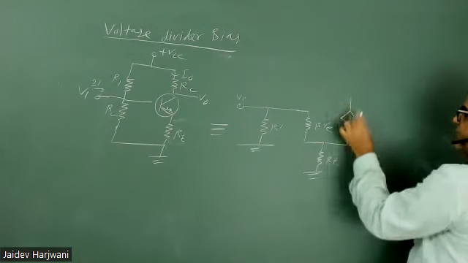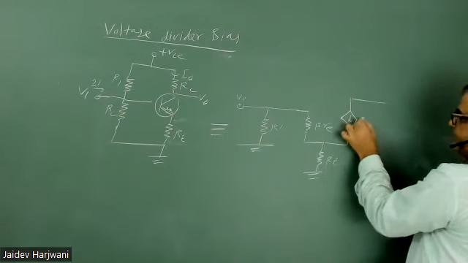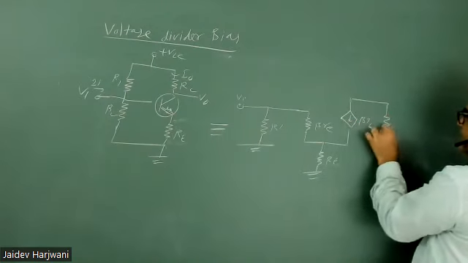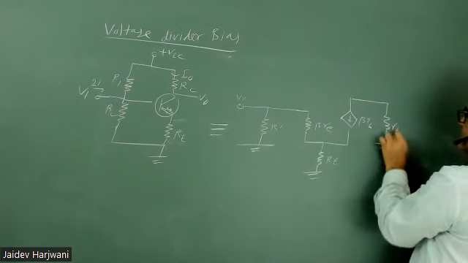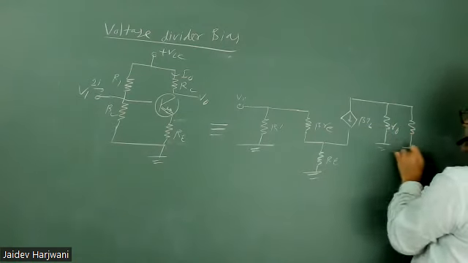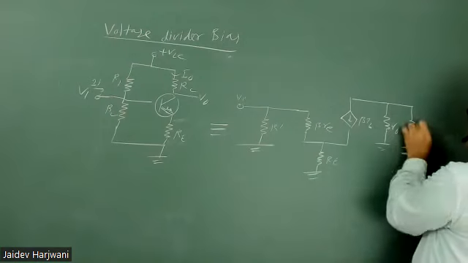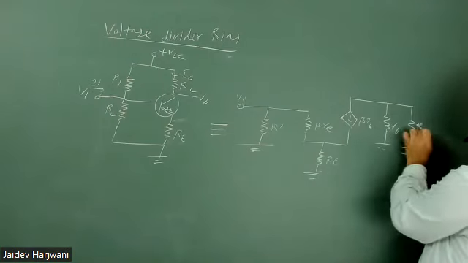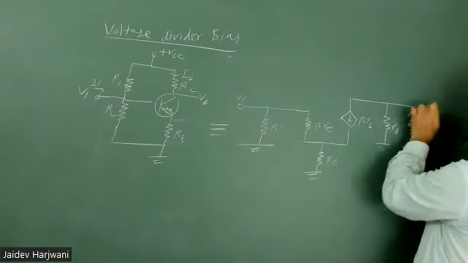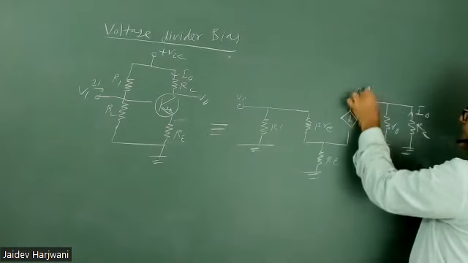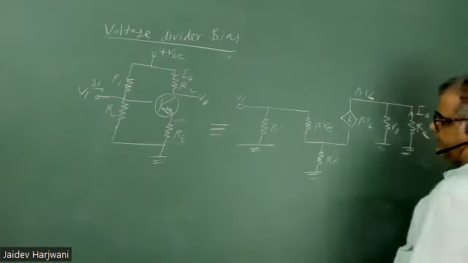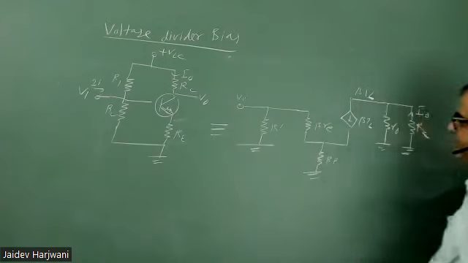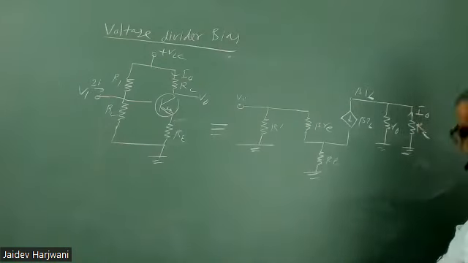Now this beta IB will not be in ground. So this is your beta IB, and here you have R naught, you have RC, and I naught current is in RC. This is beta IB current. Rest is everything the same. Now this is your equivalent circuit.